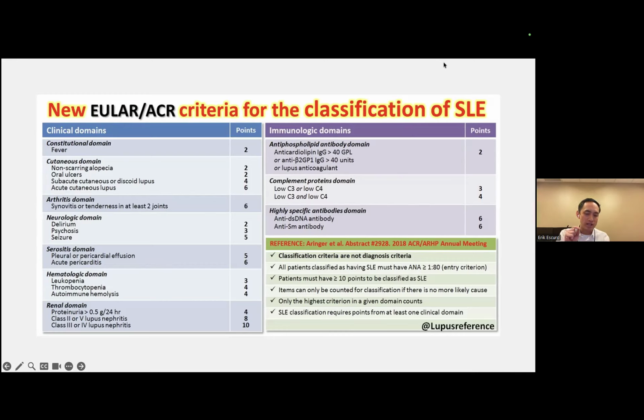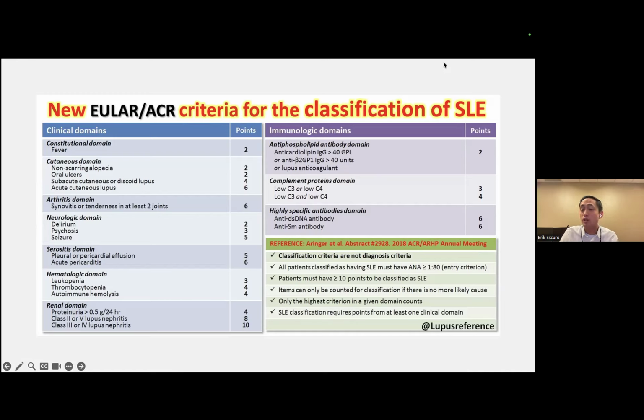Again, these are not diagnostic criteria, these are classification criteria. The other thing is that you need 10 or more points. Taking a look at the blue, you'll see that there are some things like fever that get you 2 points. Whereas if you go all the way down to the bottom, you'll see 10 points for class 3 or class 4 lupus nephritis. So there's some weight behind these things.